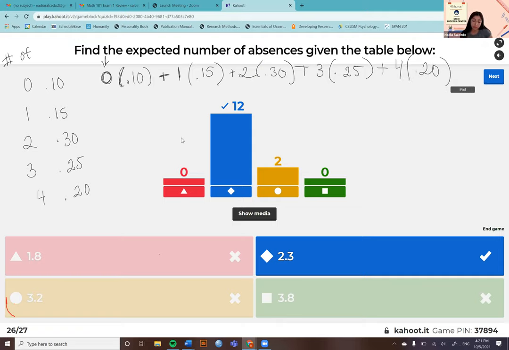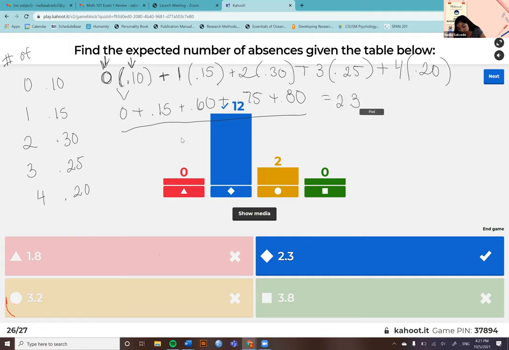So for this problem, we're doing the number of absences times the probability. We can simplify all these. This simplifies to 0, then 0.15, 0.6, 0.75, and 0.8. And when you add all these up together, it's going to give you 2.3. So just make sure that you're multiplying the value times the probability.